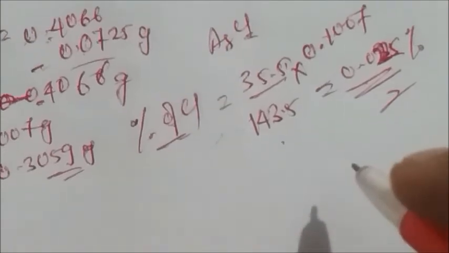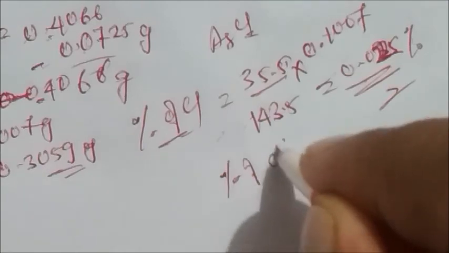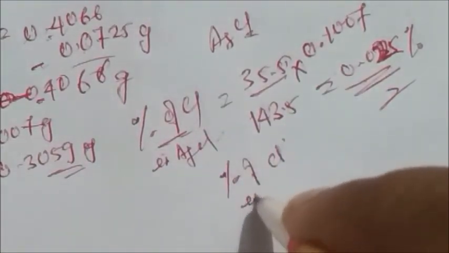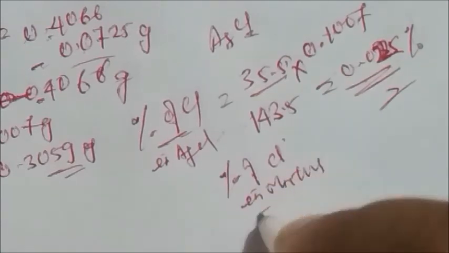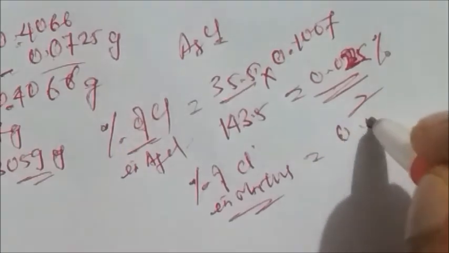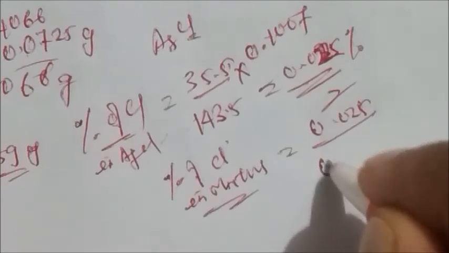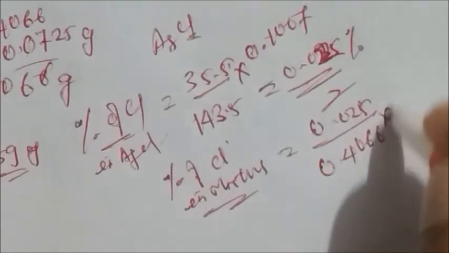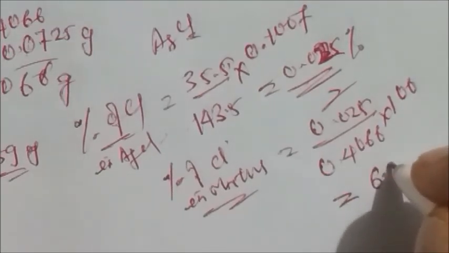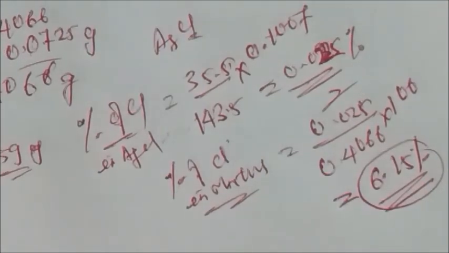So what is the percentage in the total mixture? We can say percent of Cl in AgCl is here, and percent of Cl in the mixture: 0.025 is given in AgCl, and the total mixture is 0.4066, multiplied by 100. On solving you will get 6.15%. This is the total percentage of Cl in the mixture.